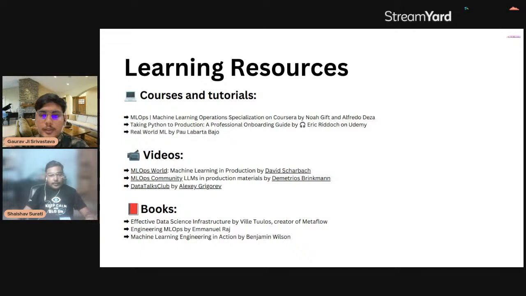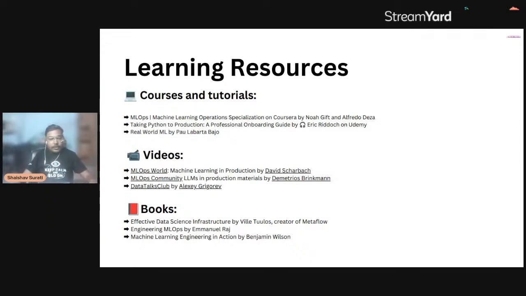Yeah, this is a basic MLOps session, because MLOps is a very huge and broad topic. That's why I covered only basic things.